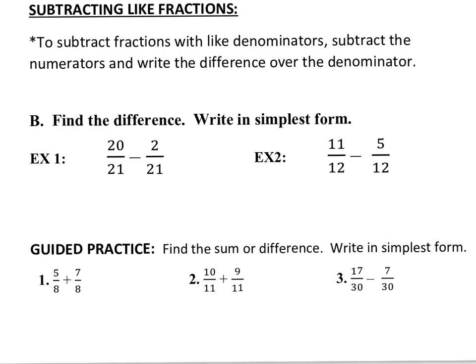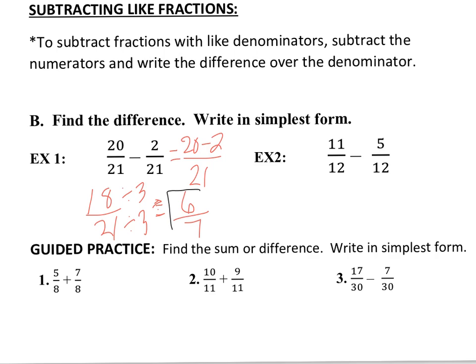Now let's take a look at subtracting fractions. To subtract a fraction with like denominators, subtract the numerators and write the difference over the denominator. So it's very similar to adding a fraction. So now we have 20 minus 2 over 21. So 20 take away 2, we end up with 18 over 21, and I notice that can be simplified by dividing by 3, top and bottom. And we end up with the answer of 6 over 7. And since that is the farthest we can simplify, 6/7 is our final answer.